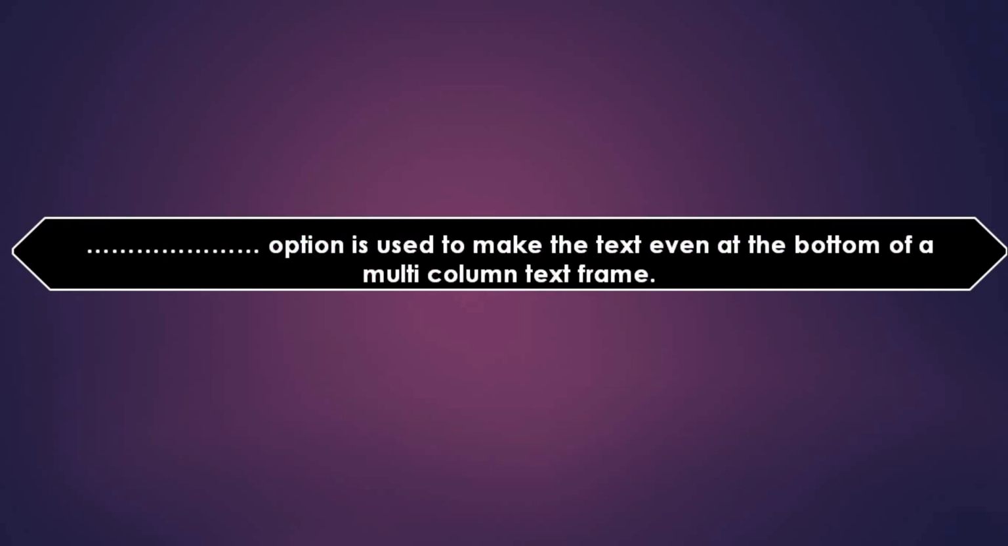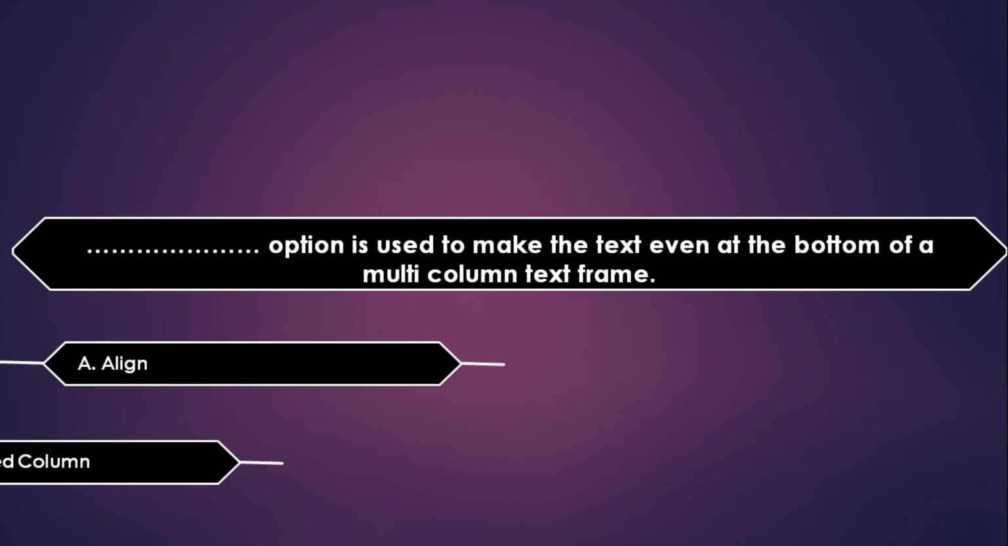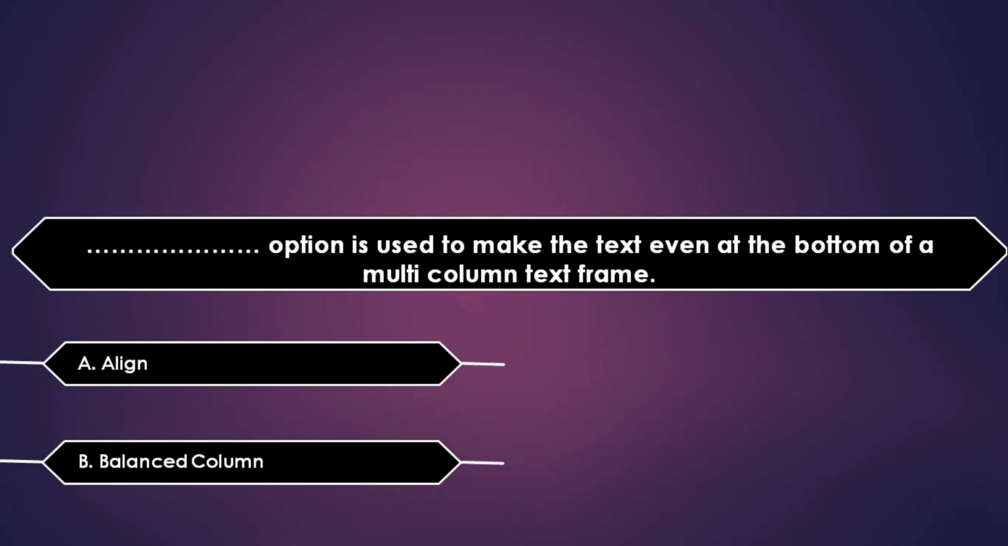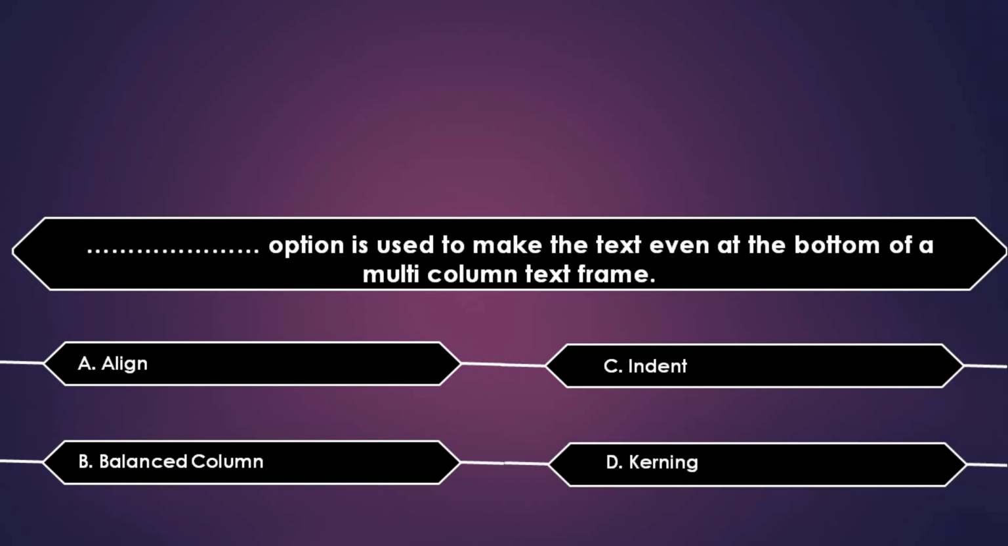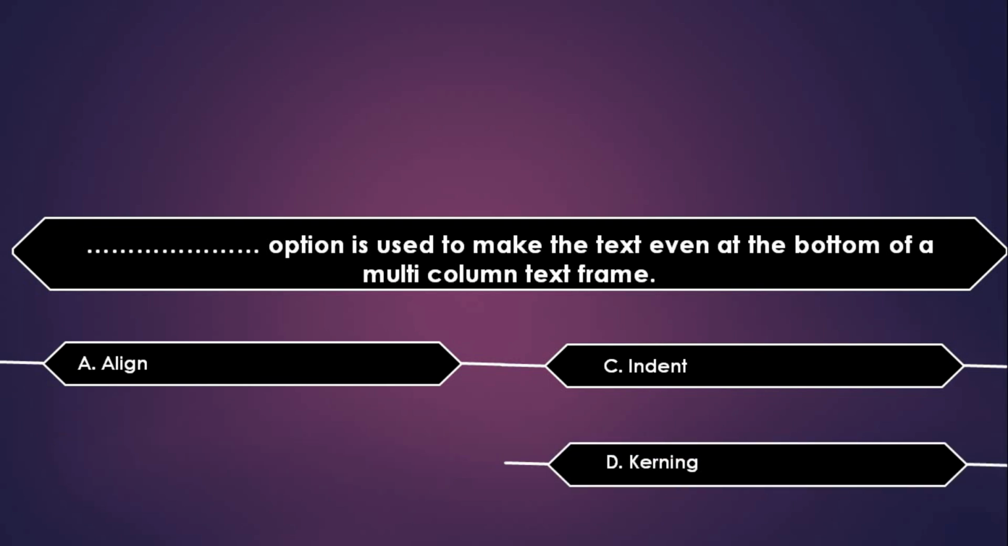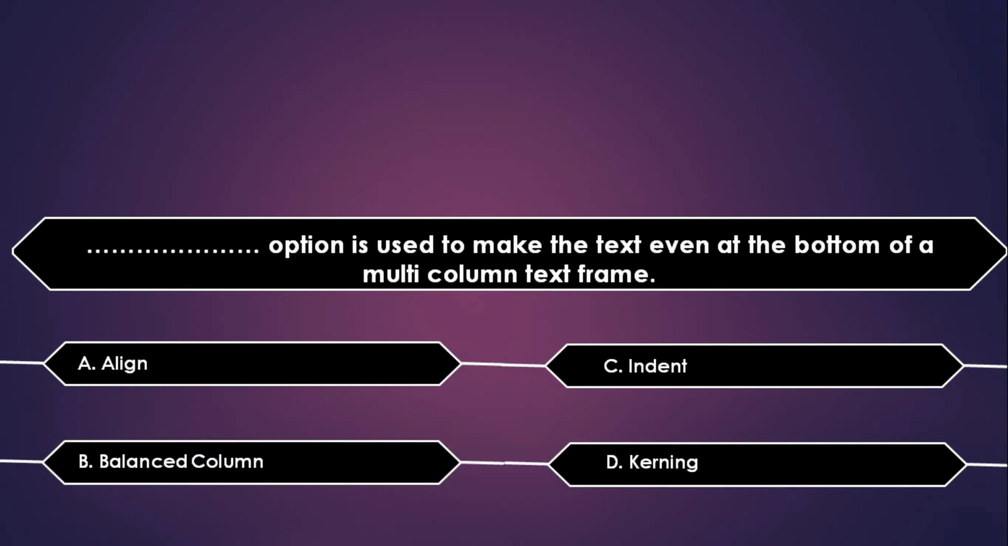Dash option is used to make the text even at the bottom of a multi-column text frame. A. Align. B. Balanced column. C. Indent. D. Kerning. The right option is balanced column. Balanced column option is used to make the text even at the bottom of a multi-column text frame.